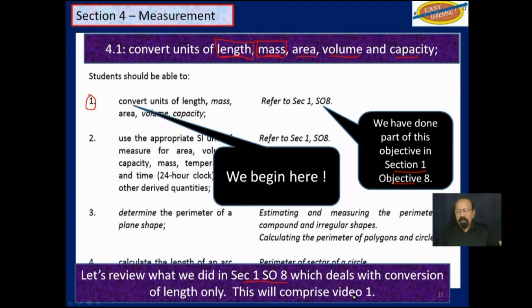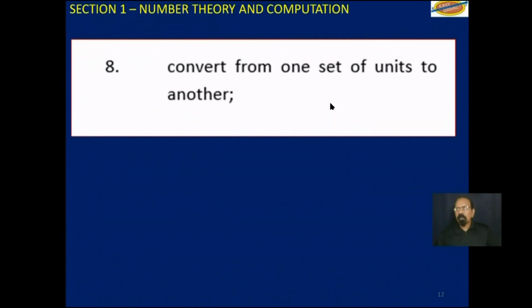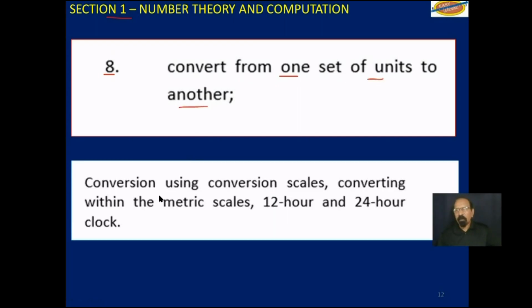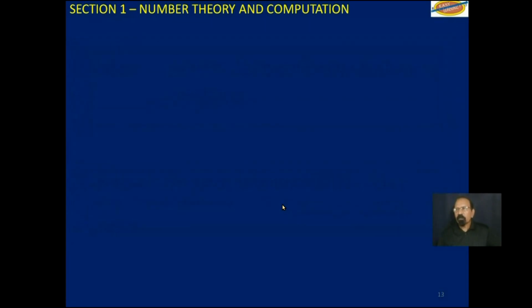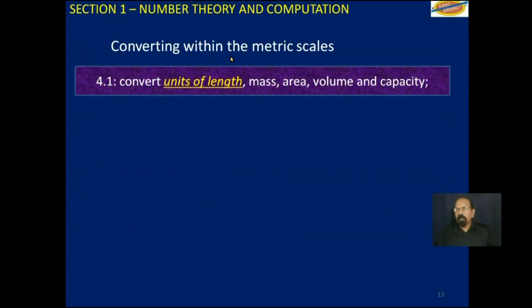Now, please look at it because I may say a few things here that I did not say in the previous video. That is the video based on section 1, objective 8. That may be new. This is actually section 1, objective 8. We are going back. Convert from one set of units to another, and then you have some things there about conversion scales and within metrics and so on. So specifically, we are converting units of length, and maybe you would also see mass and some other units, but certainly not area, volume, and capacity.